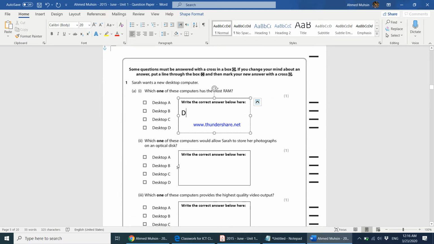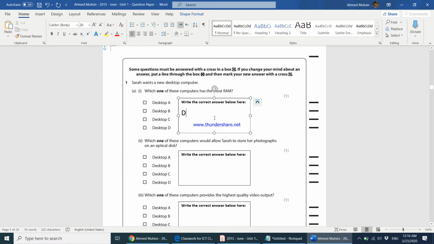Which one of these computers would allow Sarah to store her photographs on an optical disc? So when you speak about optical disc, we are talking about either a CD, a DVD, or a Blu-ray. Optical disc means a disc which uses light to read and write data. Okay, so we have CD, DVD, and Blu-ray. Those are the 3 types of optical discs.